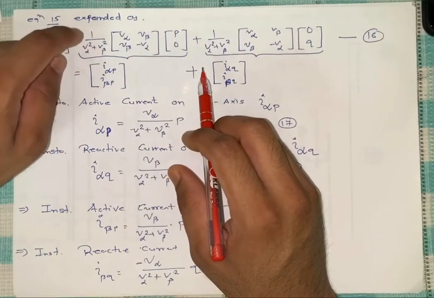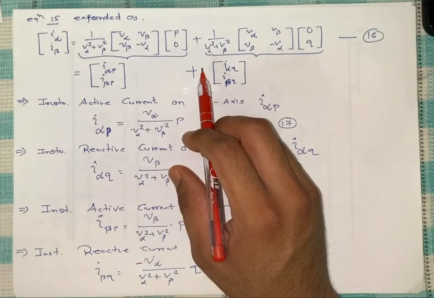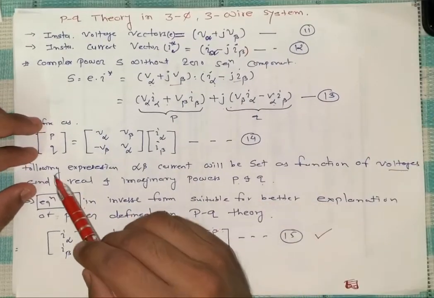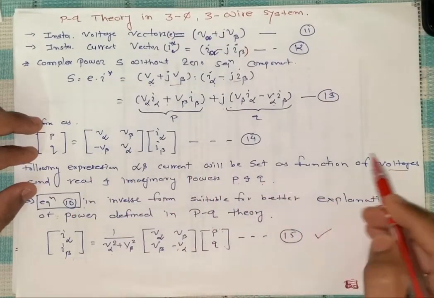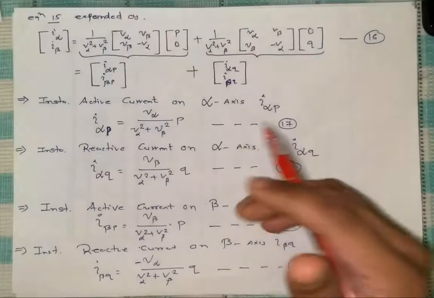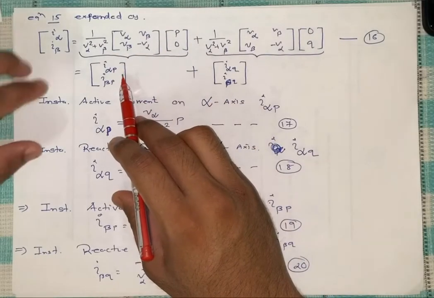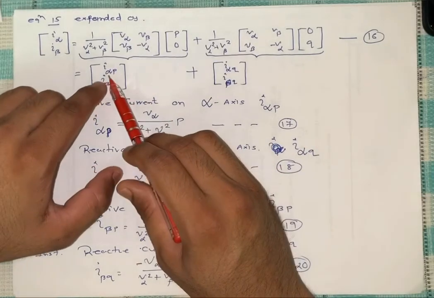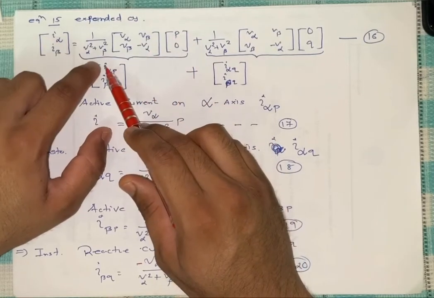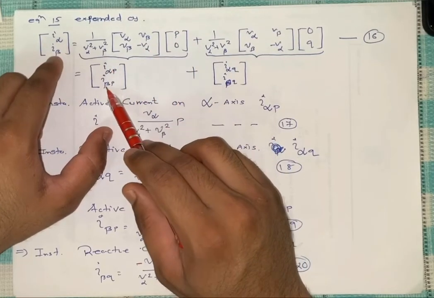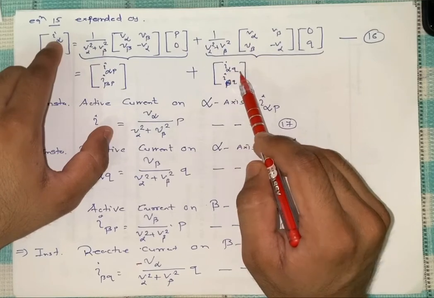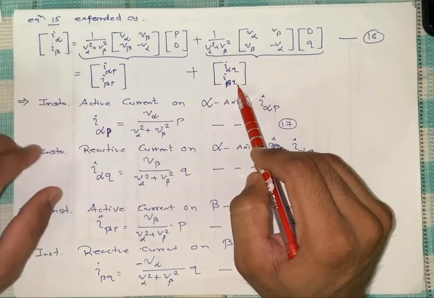So for that we can say, as I told you, the current expression following here, the alpha beta current will be set as a function of voltage and real and imaginary power, that is the current form. So we try to make this voltage and power form into the current form. So now, I alpha, that is of the active power. So I consider I alpha active power, similarly I beta active power, plus here the reactive form. So I alpha in the form of reactive, I beta in the form of reactive.